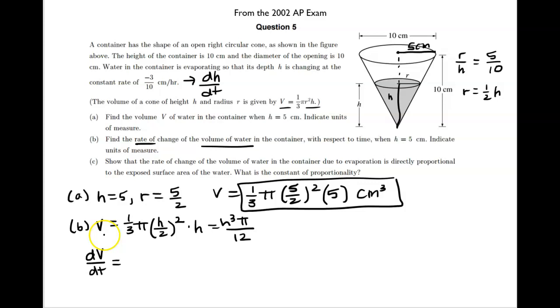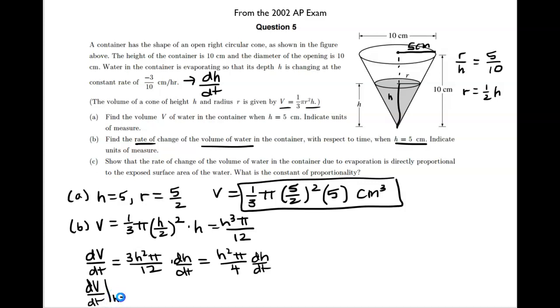So I'm going to have 3h squared pi over 12 times dh/dt, which is just h squared pi over 4 dh/dt. Now I want to evaluate that when my height is 5. So dV/dt when my height is 5 would be 5 squared pi over 4 times my dh/dt, which was given to me, negative 3 over 10.